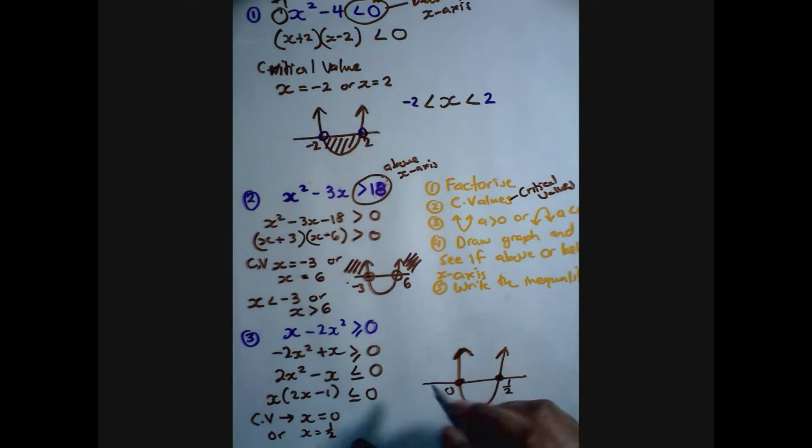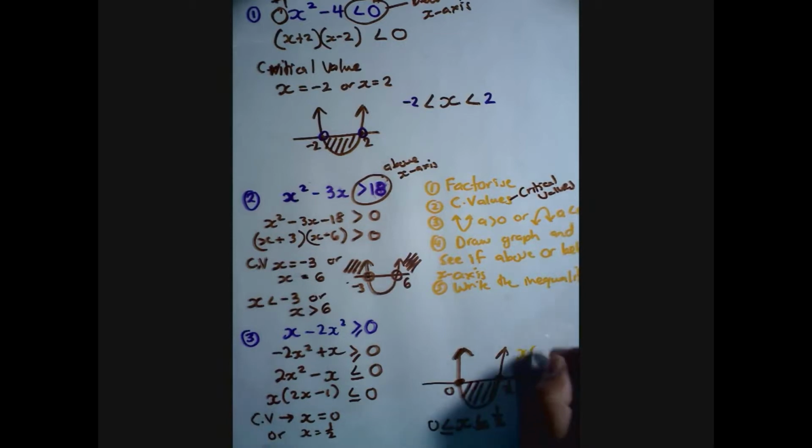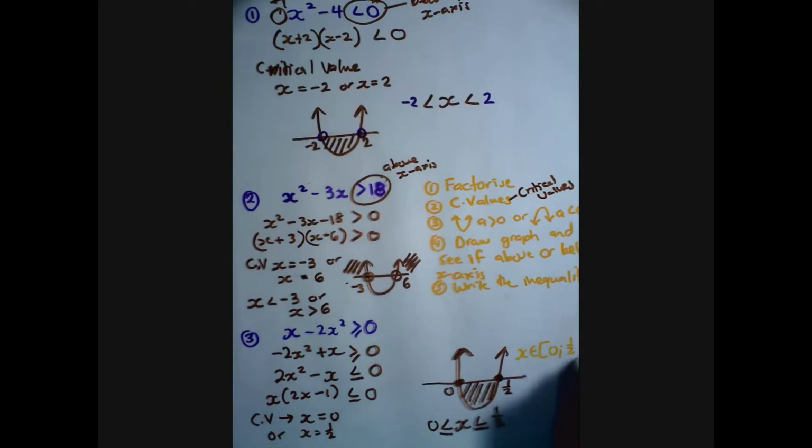Now it says it must be below the 0. So it has to be here. So my final answer is going to be that x is greater than or equal to 0, and x is less than or equal to a half. So it only goes between this part here. If I had to write this as interval notation, then my answer would have been like this. X is an element of square brackets 0 to a half square brackets.